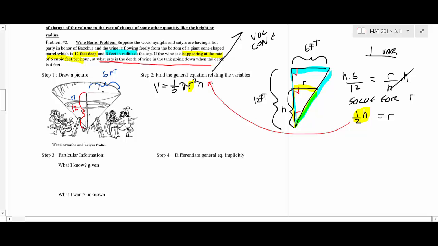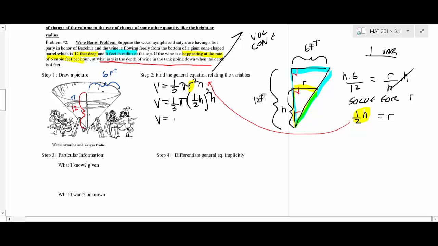Since it's a volume of a cone, you had to pull out that formula, and then you've got to set it up with one variable. And that's real important. When you differentiate, you got to get this down to two variables. V is the volume, and then just one other variable. So we're going to have V equals 1/3 pi times 1/2 h squared times h. Then we need to solve that, get that down as simple as we possibly can.